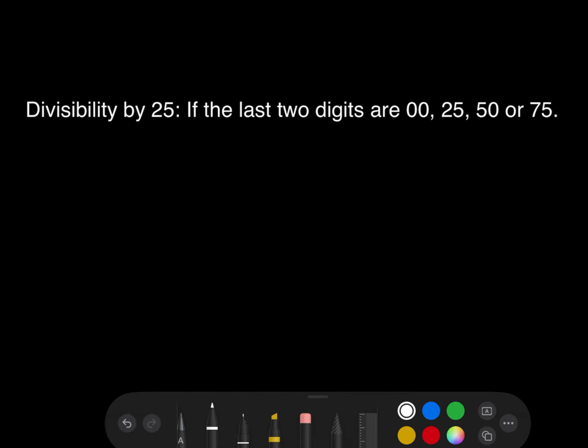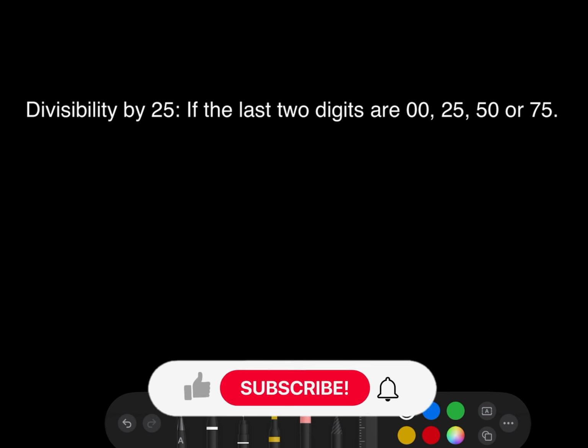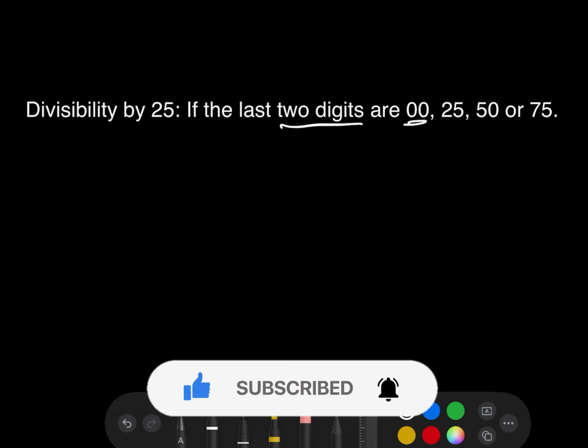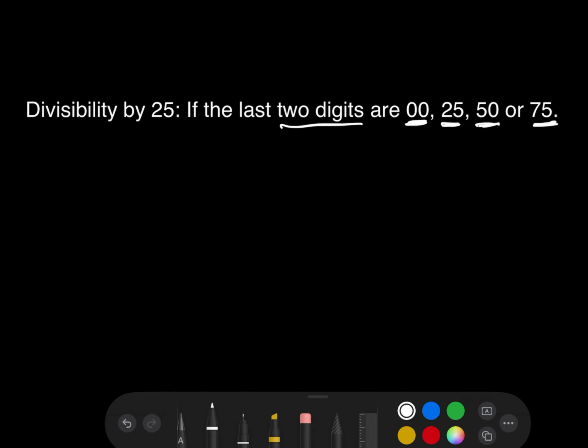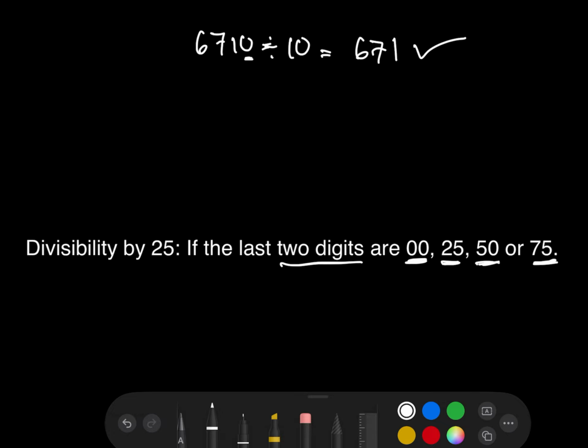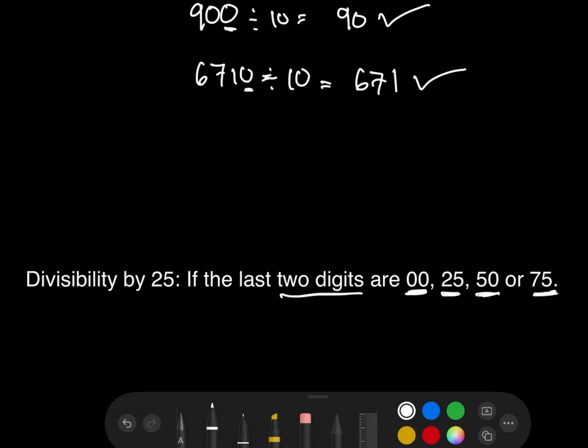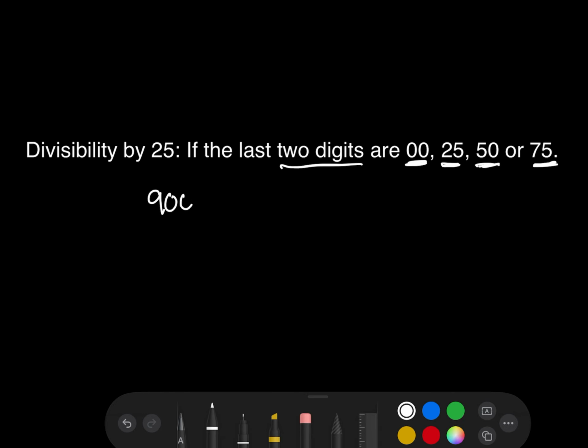For the next topic, a number is divisible by 25. When do we know if a number is divisible by 25? If the last two digits are 00, 25, 50, or 75. This is quite related to a number that's divisible by 10. So for example, you have 900. 900 ends with 00, so therefore this is divisible by 25, where the answer is equal to 36, which is correct.